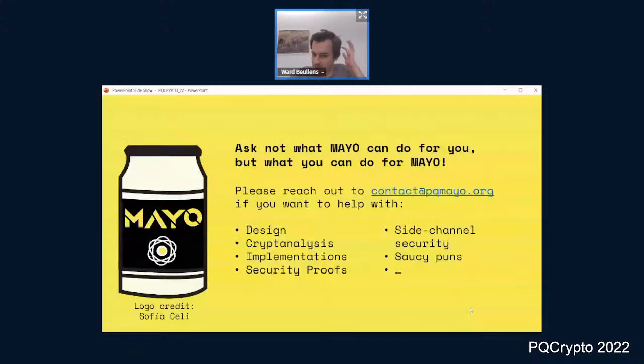And yeah, this brings me to the last slide. So I'm looking for people that want to help me with this. If you think you can help, like with design, if you have a nice idea that makes things more efficient, or if you think you can help in any way, please reach out to me, because we're making a team.